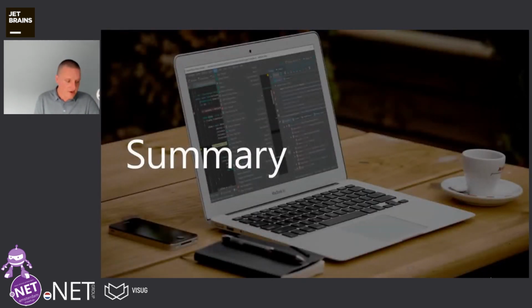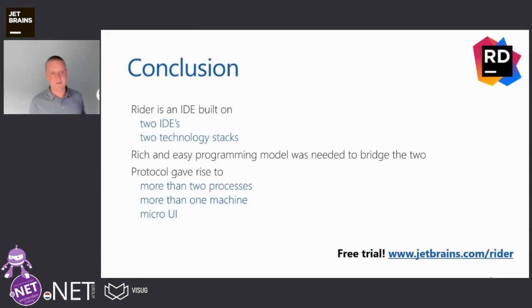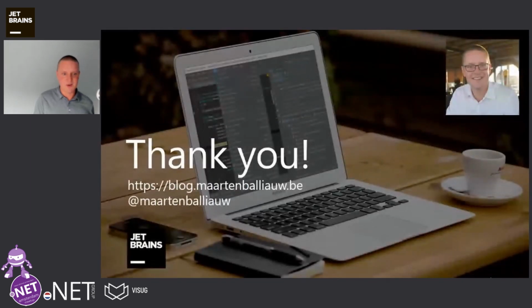So to summarize this talk, I would say that Rider is an IDE built on top of two IDEs. We're actually leveraging the two IDEs in the IDE itself. Also two technology stacks, JVM and .NET. And we have to have a rich and easy programming model for our developers to work on both sides of that stack. The fact that we built that protocol also gave rise to the fact that we could run multiple processes to contribute to the same view model, and that we can also have more than one machine contributing to all of those things. And even we could do micro UIs where we generate a UI and have that piped over the protocol. With that, I would say thank you.